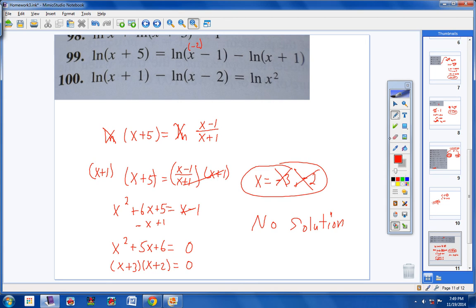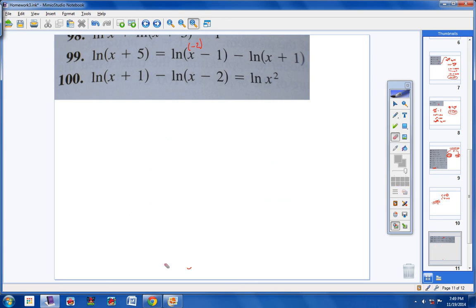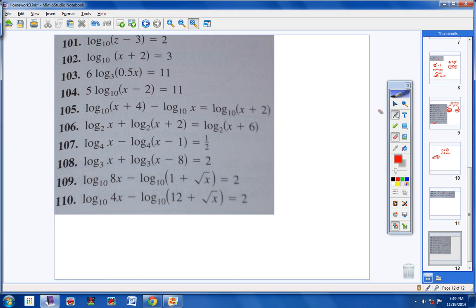Alright, moving on to 101. Oh, almost done. I got a headache. Alright, here we go, 101. Well, the logarithm's all by itself, so z minus 3 equals 10 to the second power. Z minus 3 equals 100. Z equals 103. Pretty simple. Okay, moving on to number 103.